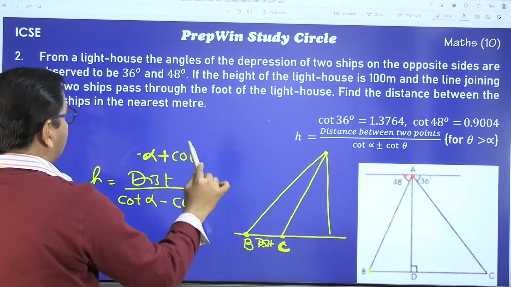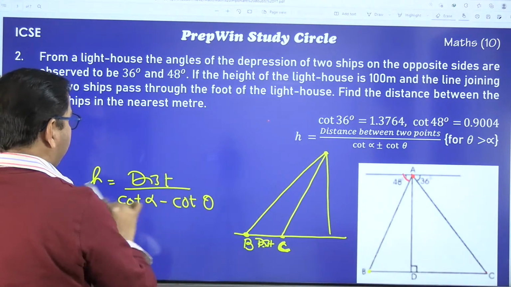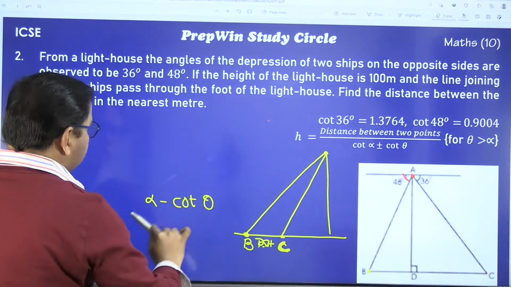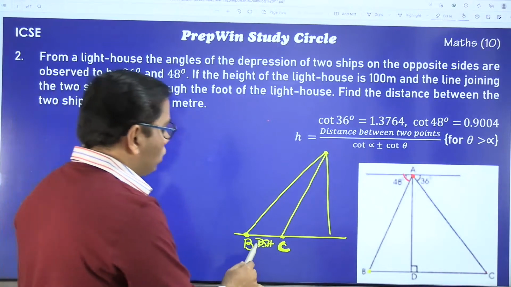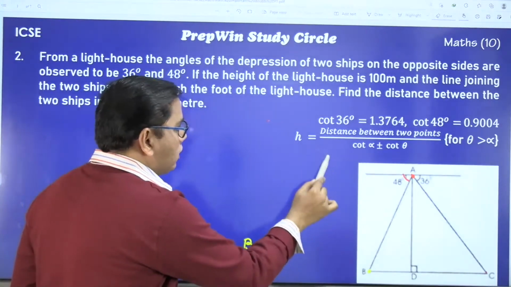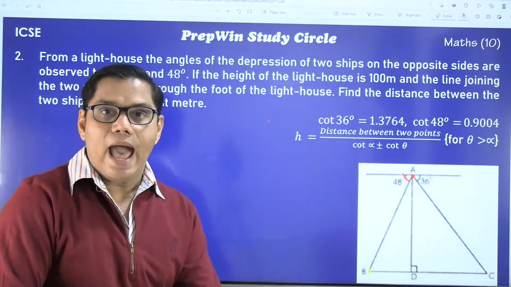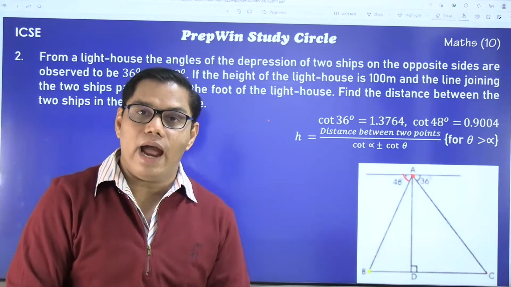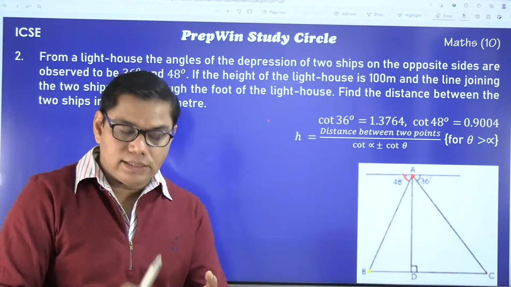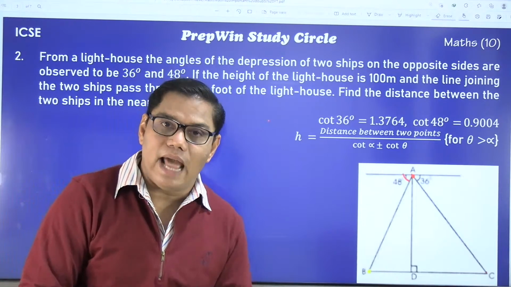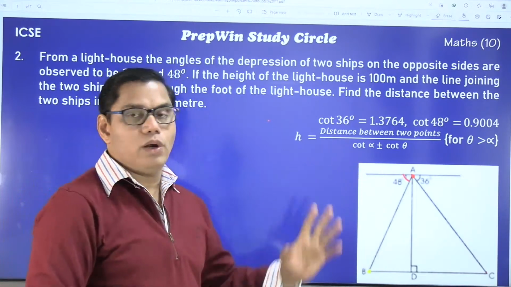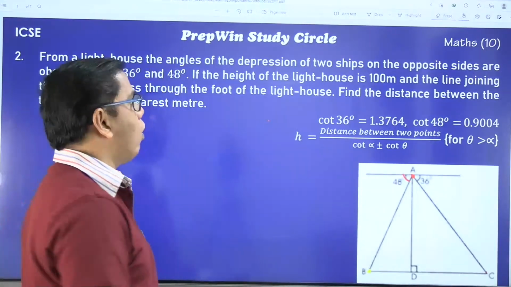The log tables generally provided during the examination have pages which will have sin theta, cos theta and tan theta. Cot theta will not be given. So how do we find out cot theta?